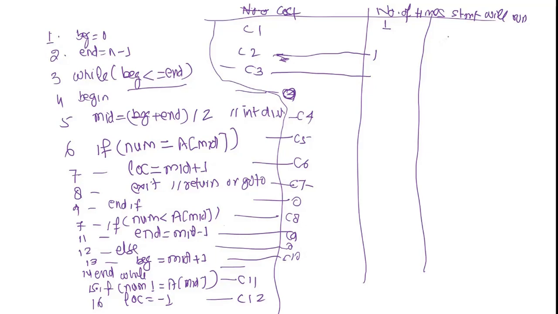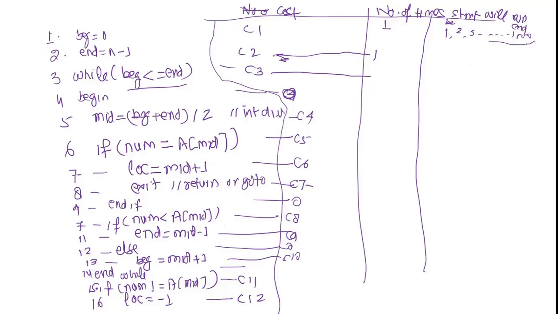See, suppose we are having 1, 2, 3 up to 1000 elements, say for example. Now see, this is the beginning and this is the end. Because we have seen in the procedure that after each comparison the list is being divided into half, and at the same time half of the elements are discarded. That is, our problem size is reducing to half.